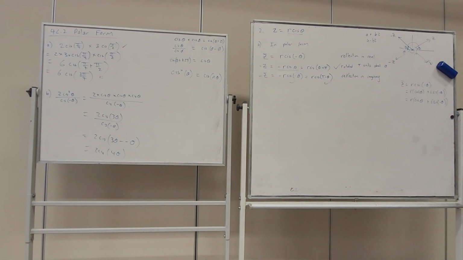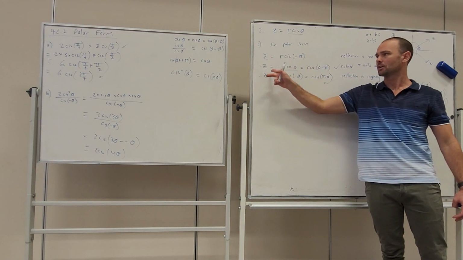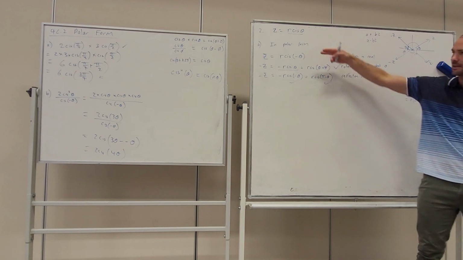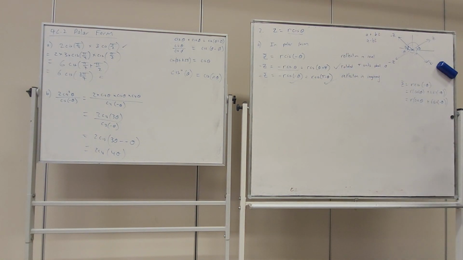Okay, so we're asked to find them in polar form. So this can be a useful way for you to find any z conjugate, minus z or minus z conjugate. That's the general form of it for any angle and for any modulus.